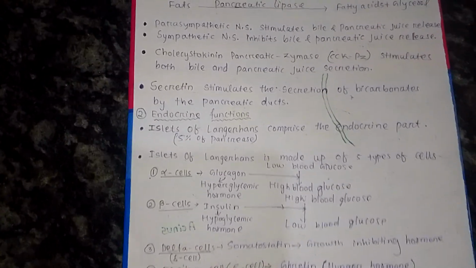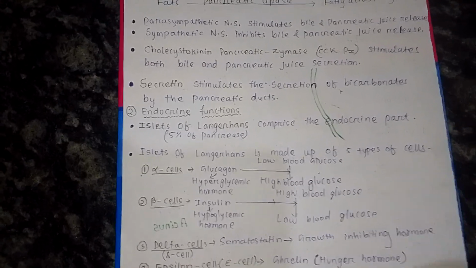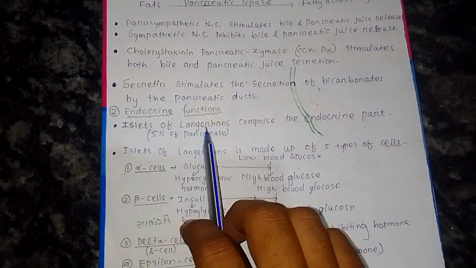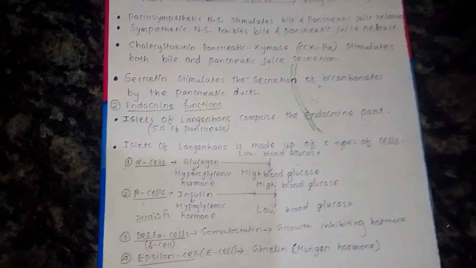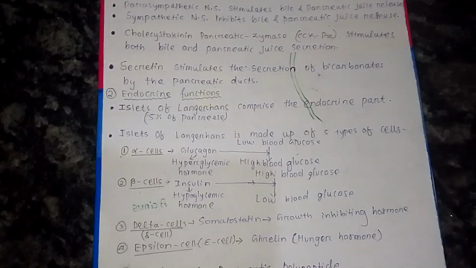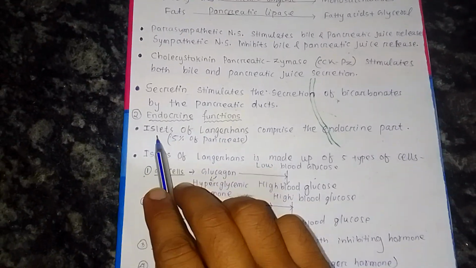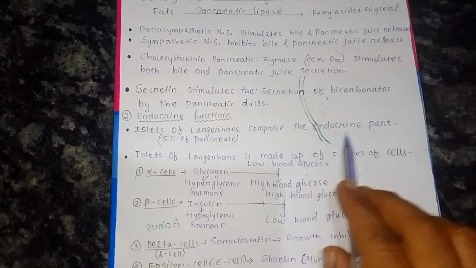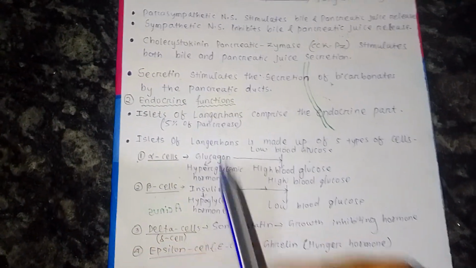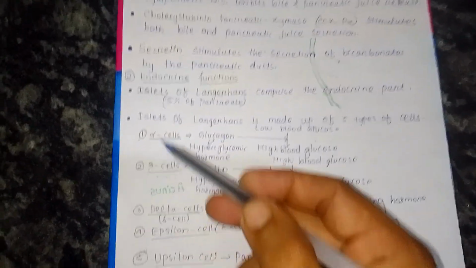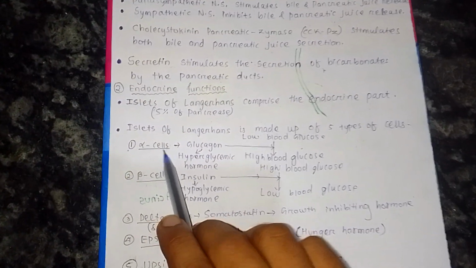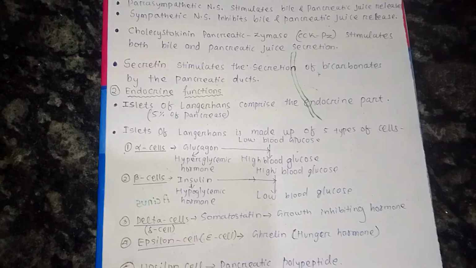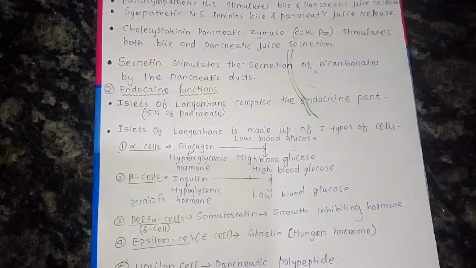Now when we see the endocrine functions of pancreas, we will see islets of Langerhans, and these islets of Langerhans comprise almost 5% of the pancreatic tissue. These are actually the groups of cells of the endocrine part of the pancreas. The islets of Langerhans comprise mainly 5 types of cells: the alpha cell, beta cell, delta cell, epsilon and upsilon cell. The alpha cell releases glucagon, which decreases blood glucose level, or I mistakenly told the wrong one.